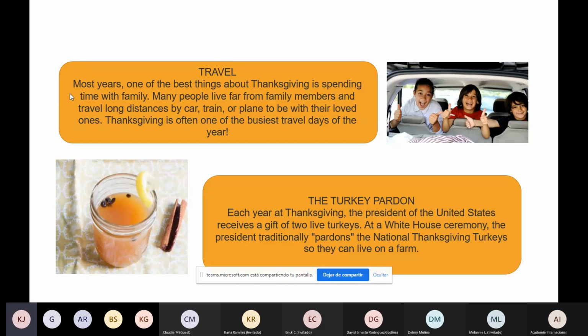Catherine, the turkey pardon. Each year at Thanksgiving, the President of the United States receives a gift of 2 live turkeys. At a White House ceremony, the President traditionally pardons the national Thanksgiving turkey so they can live on a farm. Thank you.